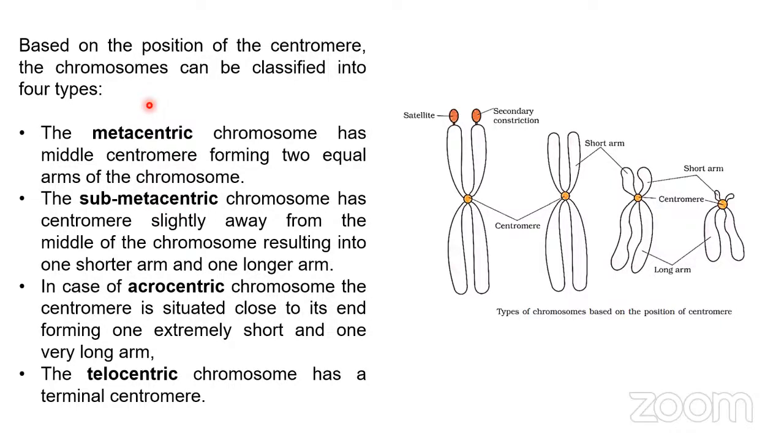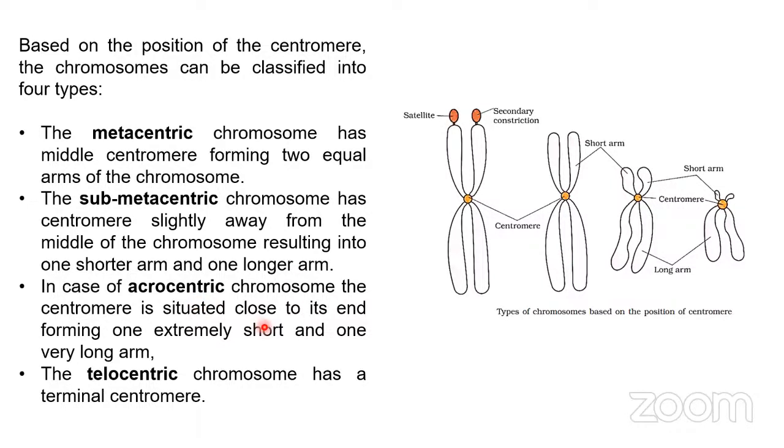Metacentric, as the name suggests, is where the centromere is present just in the middle of the chromosome, forming two equal arms. There is no short arm or long arm; both arms of the chromosome are equal in size. In a submetacentric chromosome, the centromere shifts a little upwards, creating a shorter arm and a longer arm. But the difference between them is not much.